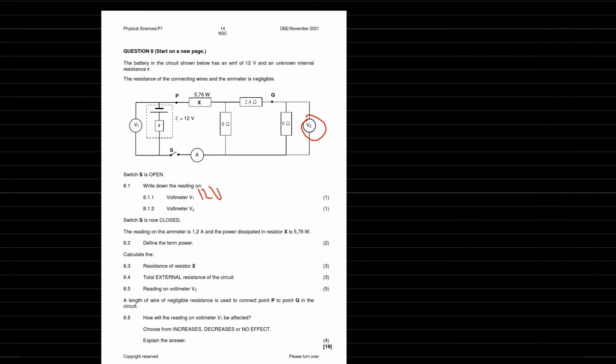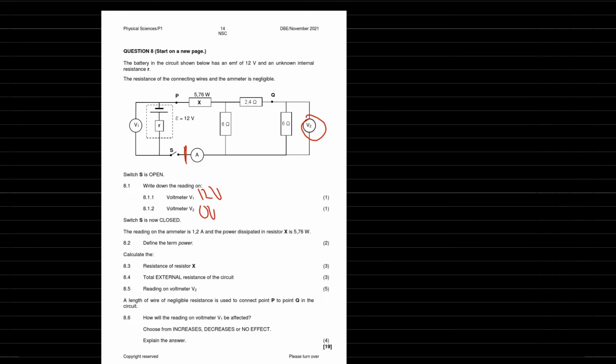V2: no current can reach that point, because look at where that switch is, which means it's going to be 0 volts. Here's when it gets tricky. Switch S is now closed. The reading on the ammeter is 1.2 amps, and the power dissipated in the resistor X is 5.76 watts.